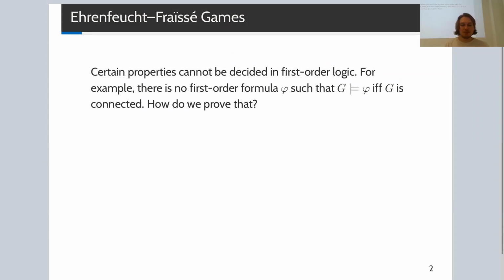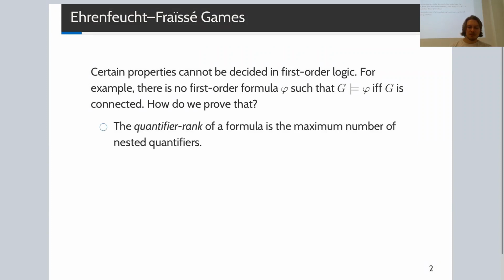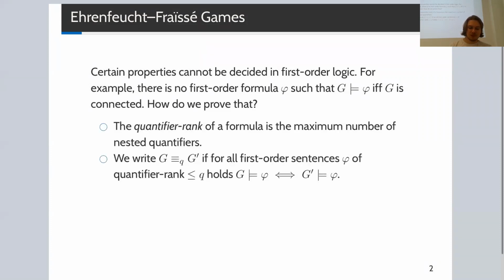So we briefly introduced Ehrenfeucht-Fraïssé games already, and they were a means to show that things are not expressible in first order logic. So for example, if we want to show that you cannot express connectivity in first order logic, how would we do that? First, we said that two structures G and G prime are q-equivalent if all first order logic sentences of quantifier rank at most q are either true on both structures or false on both structures. So they cannot distinguish G from G prime.